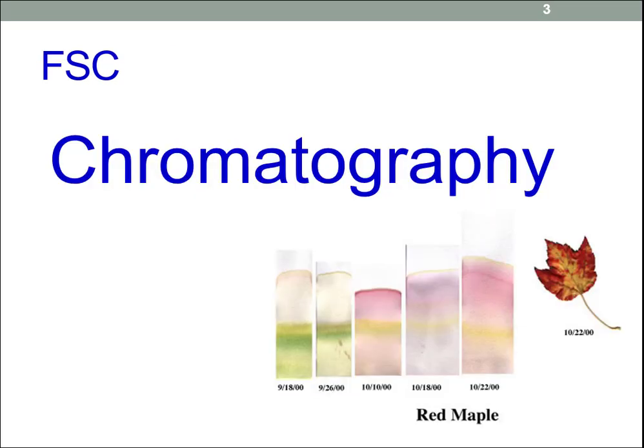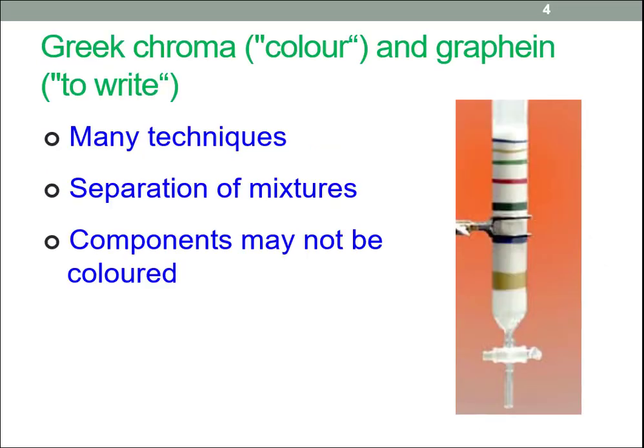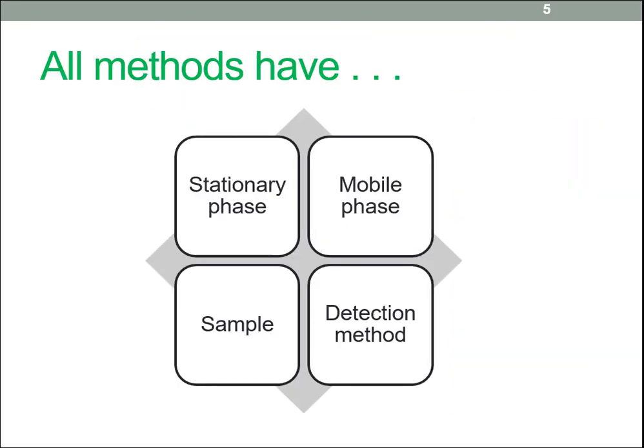Okay, chromatography, a wide-ranging group of methods used for all sorts of things. The word chromatography is derived from these Greek words, chroma and graphein. It's essentially about the separation of mixtures. In this example of a technique known as column chromatography, the different components are coloured. This is nice, but often not the case. For example, vitamin C is colourless. There are ways around this.